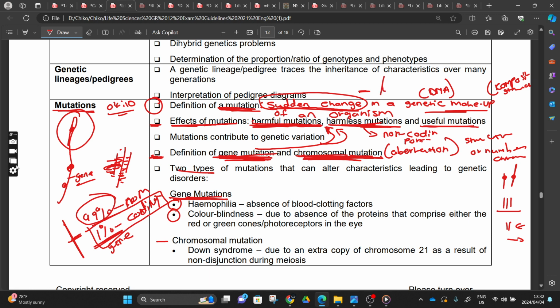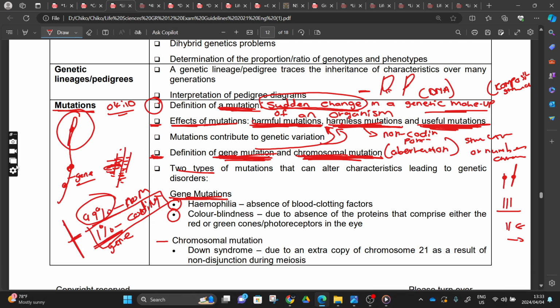Another example, we use the example of an earlobe. You find that some of us have ears like this, with an unattached lobe, or some of us have ears like this, where the lobe is attached, right? That is a harmless mutation. And we also see that a mutation can be useful, right? It means that besides harmless mutations, we can have useless mutations, and then we can have a useful mutation. A useful mutation is a mutation that, when it occurs, can add to the survival of an organism.